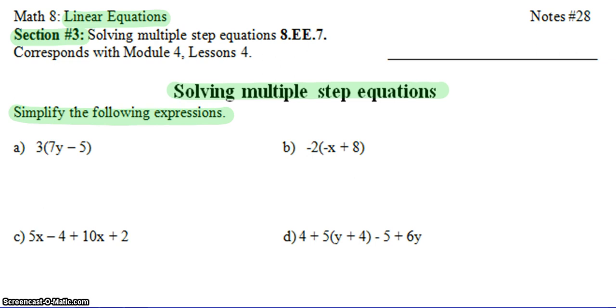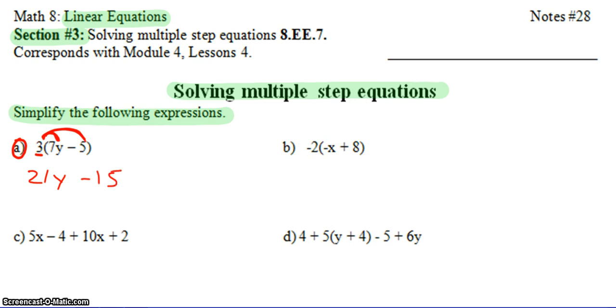Okay, let's see how you did. So on part A, hopefully you know that when we have a number outside of parentheses like this, it means to distribute. So you're multiplying 3 times the 7y and 3 times the negative 5. So 3 times 7y, that would be 21y. And then 3 times negative 5, that would be negative 15.